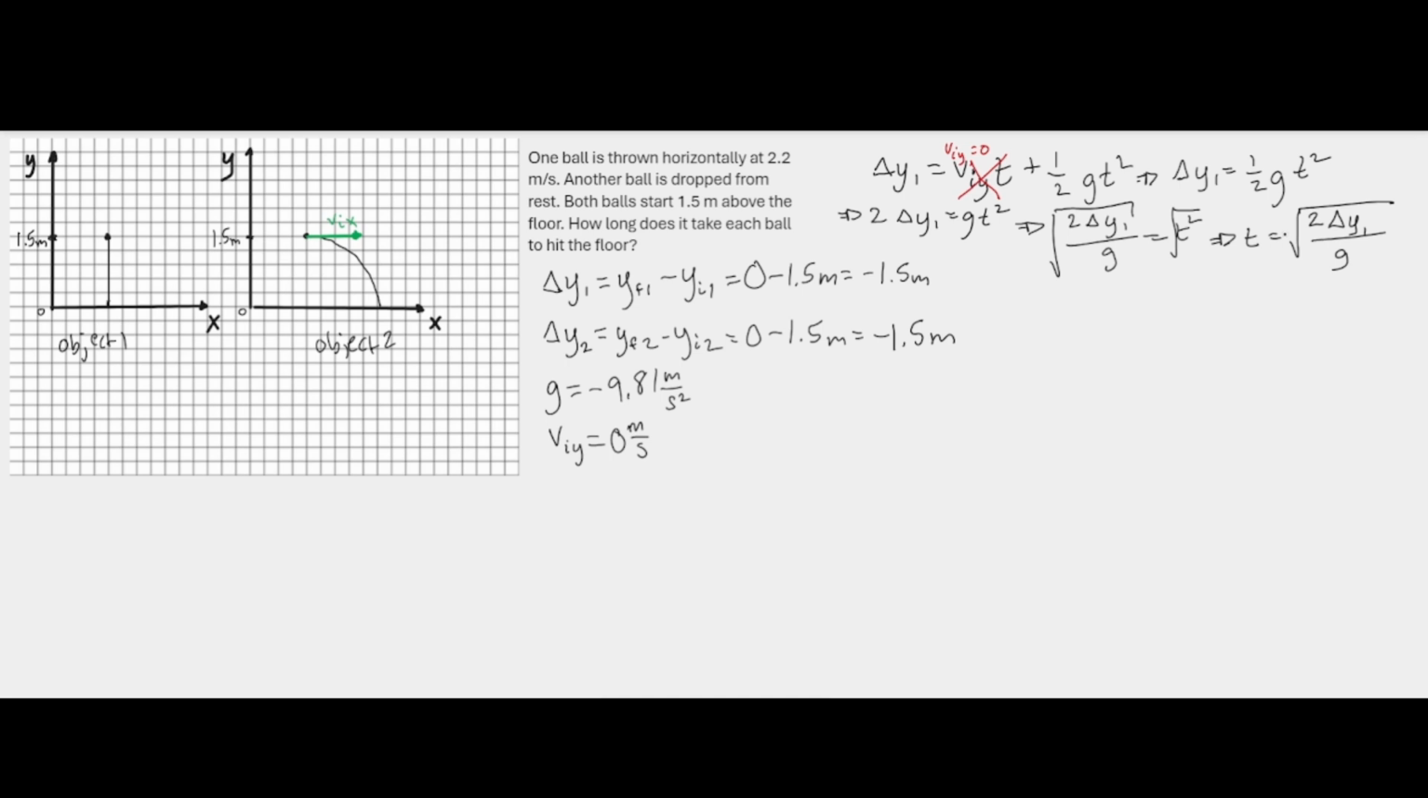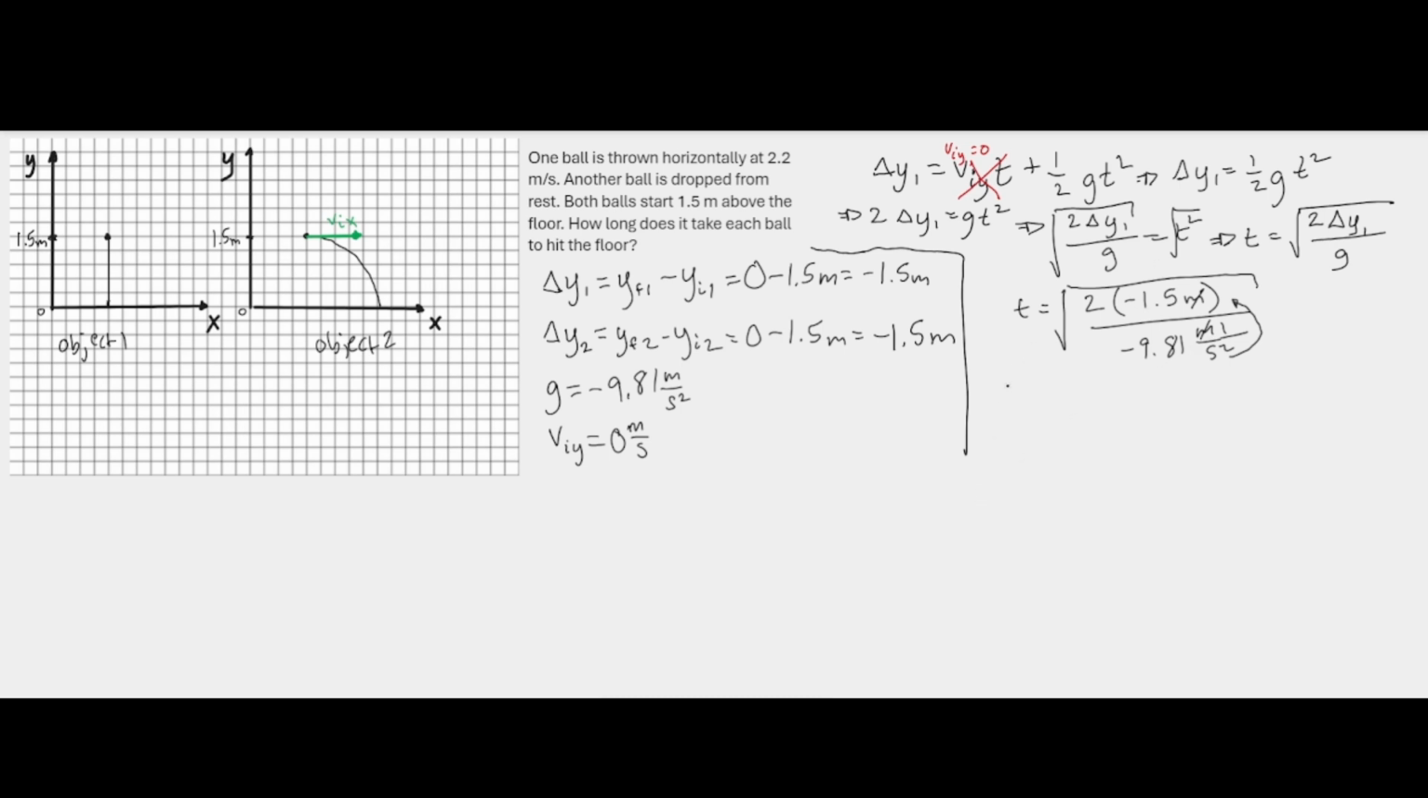Great, now I can put in my numeric values. I know what these are. So t, the numeric values then, are 2 times delta y1, which is negative 1.5 meters, and g is negative 9.81 meters per second squared. I have meters in the numerator and meters in the denominator. Those divide to 1, and I have 1 over second squared remaining. Well, the second squared goes to the numerator.